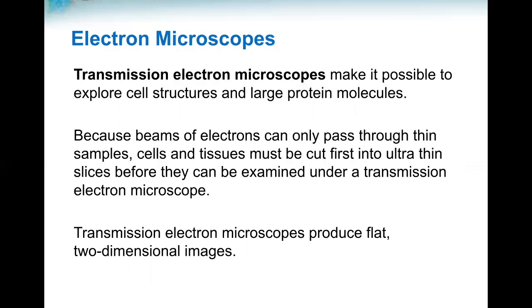Transmission electron microscopes make it possible to explore cell structures and large protein molecules. Because beams of electrons can only pass through thin samples, cells and tissue must be cut first into ultra thin slices before they can be examined under a transmission electron microscope. Transmission electron microscopes produce flat, two-dimensional images.